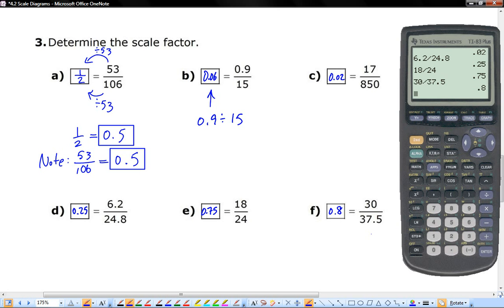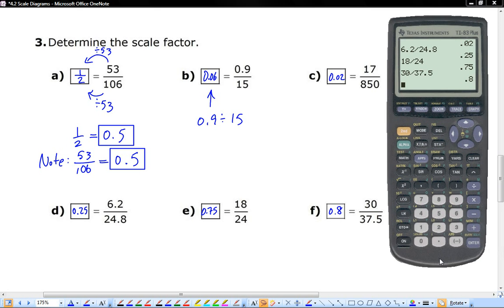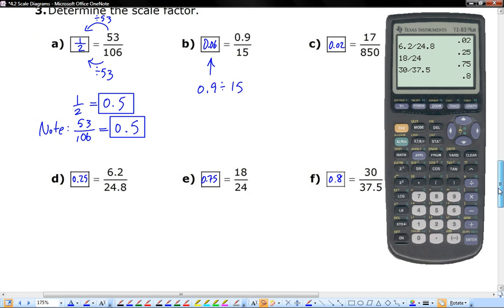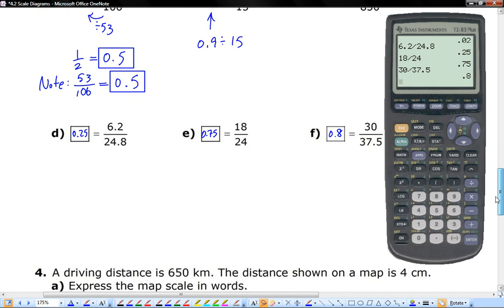You can see that the scale factor, we had the denominator larger than the numerator. That made our scale factor always less than 1, which means that in each one of these cases, like even the first one, 1/2, 1 centimeter representing something that's 2 centimeters long in real life, these are all reductions. If we had a scale factor that was larger than 1, it would be an enlargement.